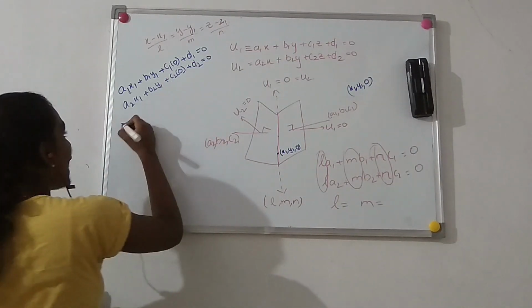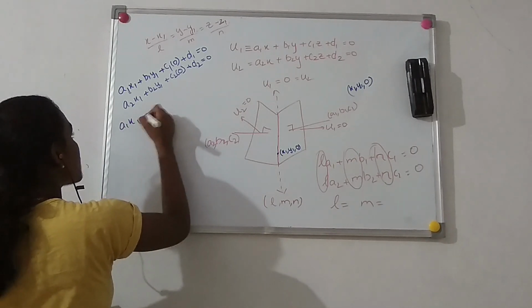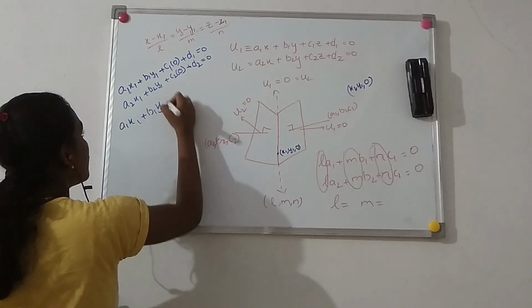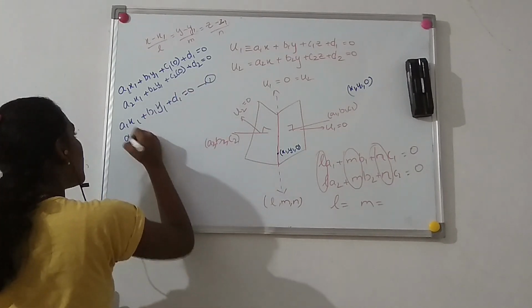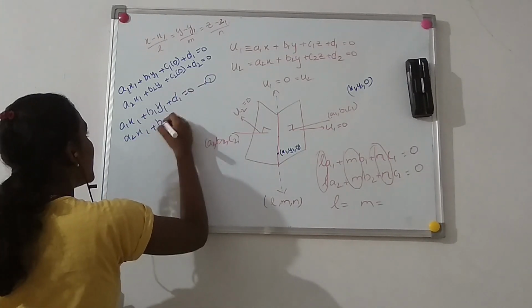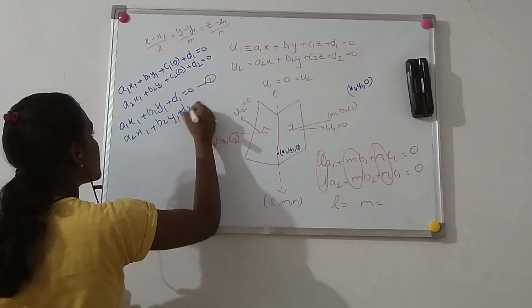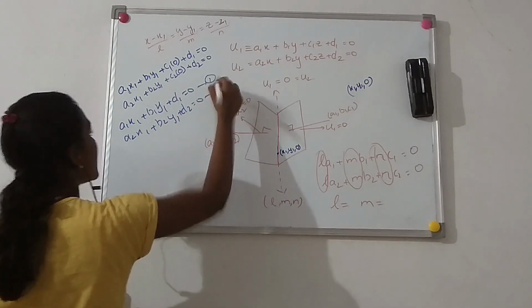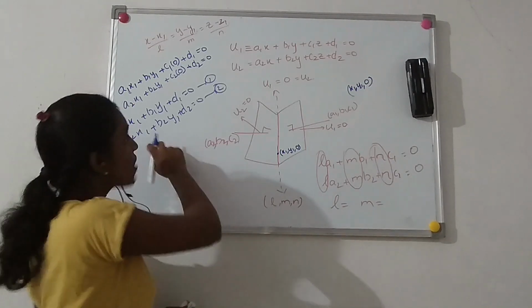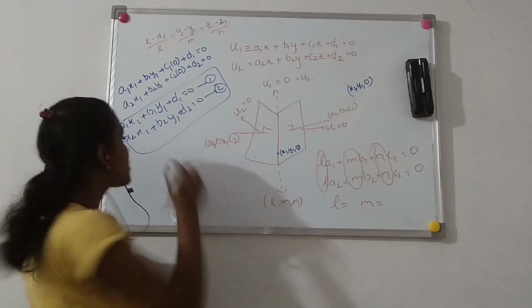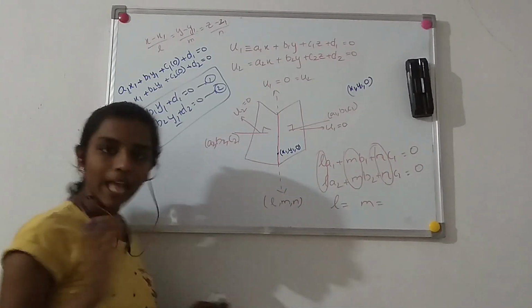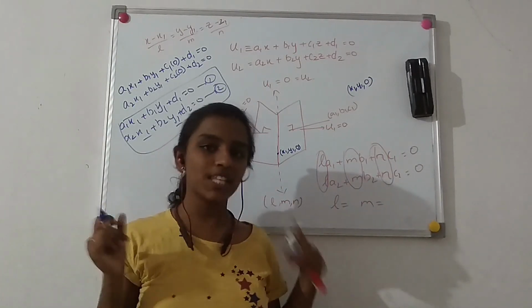Okay. So I get two equations, right? a1x1 plus b1y1 plus d1 equals to 0 is one equation, and the other a2x1 plus b2y1 plus d2 equals to 0. This is the second equation. Now, if I solve both these equations, what do I get? I get the values of x1 and y1. Am I right? I get the values of x1 and y1.